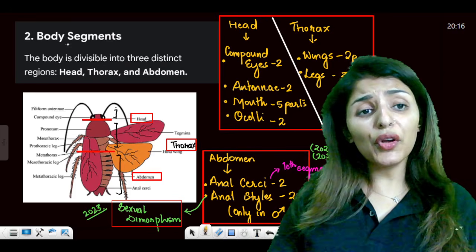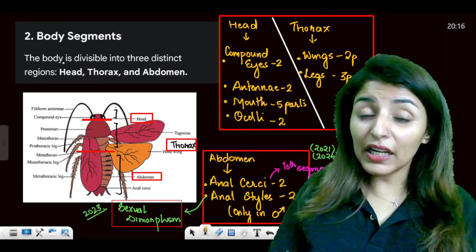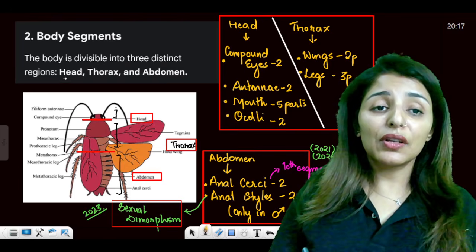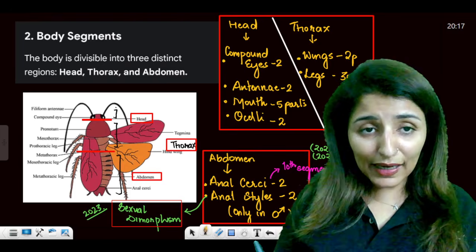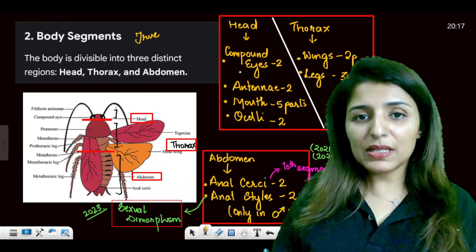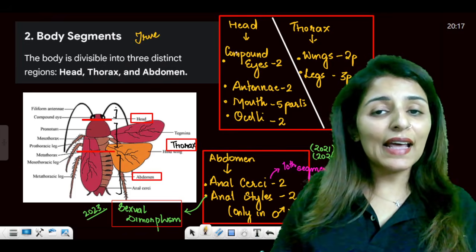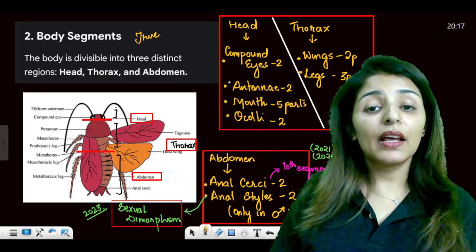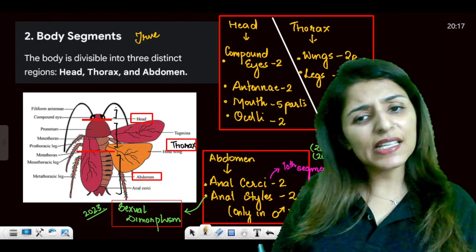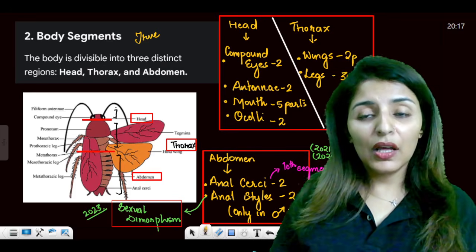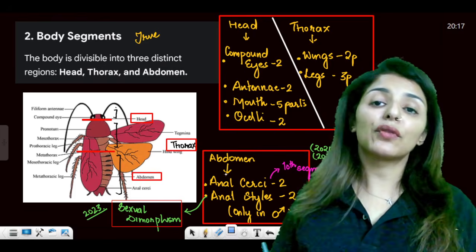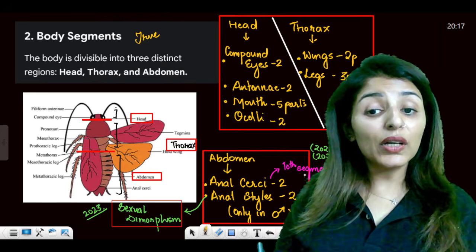Now, moving on to the body segments, the body is divided into 3 distinct regions. So, there is true segmentation in the body. The first segment is known as the head, second is the thorax, and then we have abdomen. Talking about the main structures present on head, thorax, and abdomen, head has compound eyes, 1 pair, then a pair of antennae, then mouth parts, which consist of 5 different parts, and ocelli. These represent the simple eyes, again 2 in number. While thorax will have 2 pairs of wings and 3 pairs of legs, while abdomen will have structures like anal cerci present on the 10th segment.